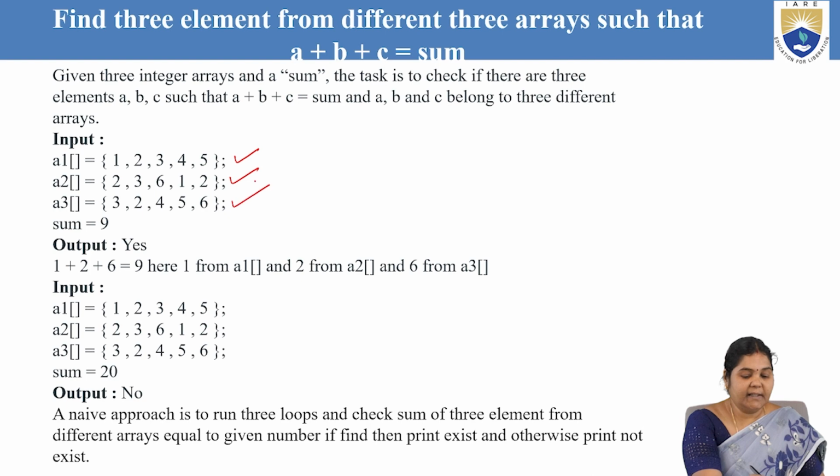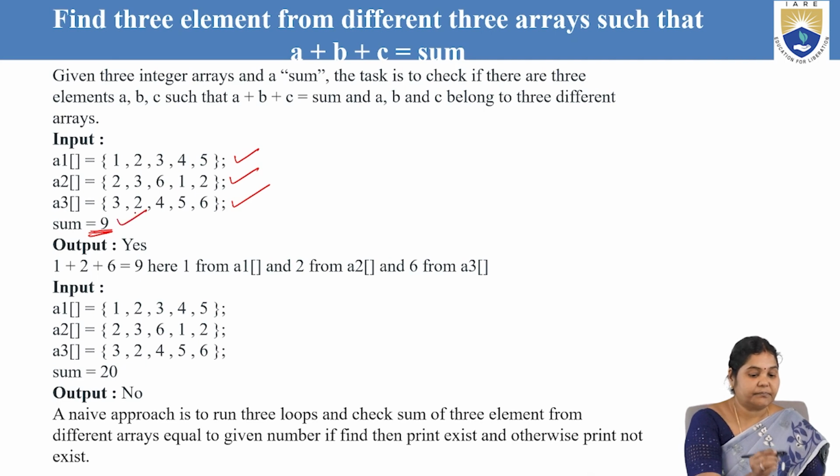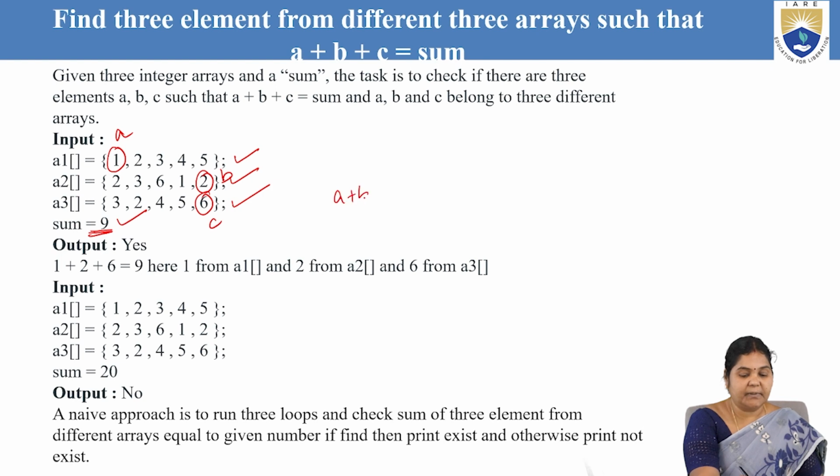A1, A2, A3 are 3 different arrays and the given sum is 9. You have to choose an element A from A1, an element B from A2, and another element C from A3 such that if you sum A plus B plus C, you get the required sum. Let us take A as 1, B as 2 and C as 6. A plus B plus C is 1 plus 2 plus 6, which is equal to 9. So, 9 is the required sum.